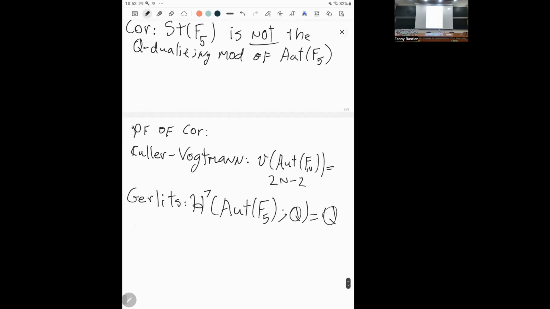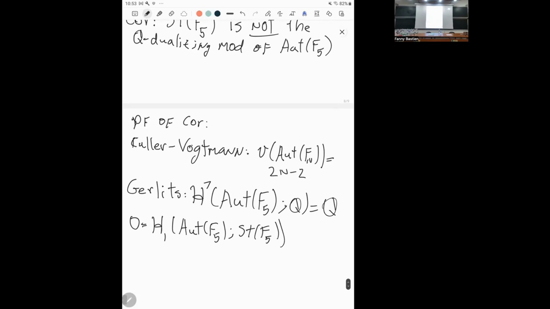Now by our theorem, the homology in degree 1 of Out(F5) with coefficients in the Steinberg module of F5 is 0. And if the Steinberg module of F5 were the rational dualizing module of Out(F5), then we would have an isomorphism to the cohomology in degree 2 times 5 minus 2 minus 1 of Out(F5). Here I'm taking Q coefficients, but this is just degree 7, so this is Q, and so we have a contradiction.